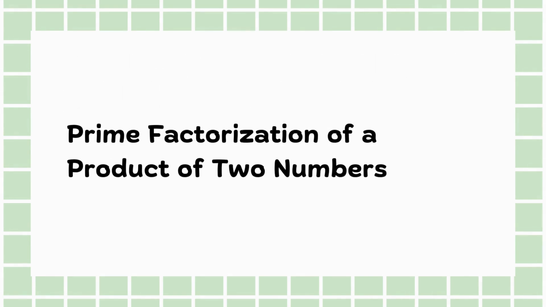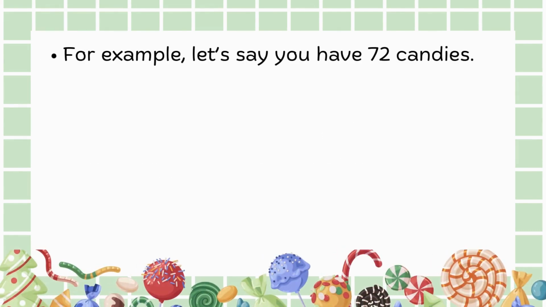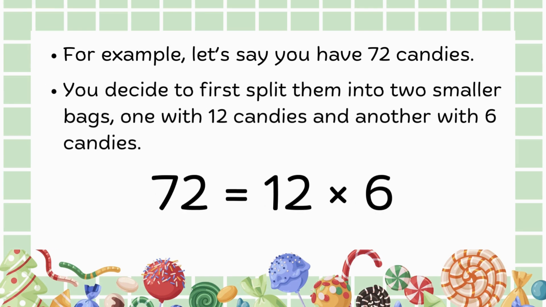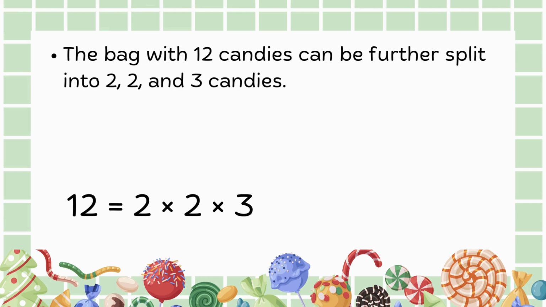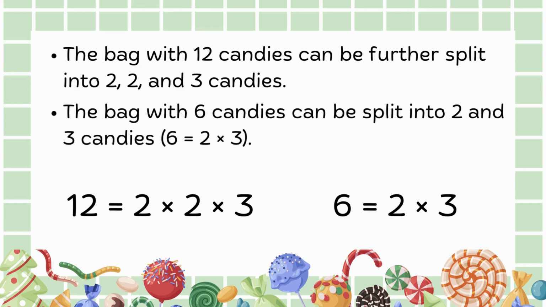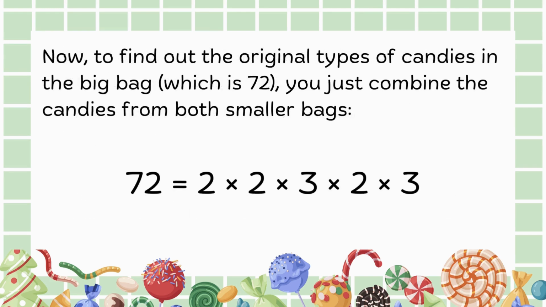Let's look at prime factorization of a product of two numbers. If you have 72 candies, you might first split them into two smaller bags, one with 12 candies and another with 6 candies. You can further split the bag with 12 candies into 2 and 3 candies. The bag with 6 candies can be split into 2 and 3 candies. By combining the candies from both bags, you can find that the prime factorization of 72 is 2 times 2 times 2 times 3 multiplied by 3.